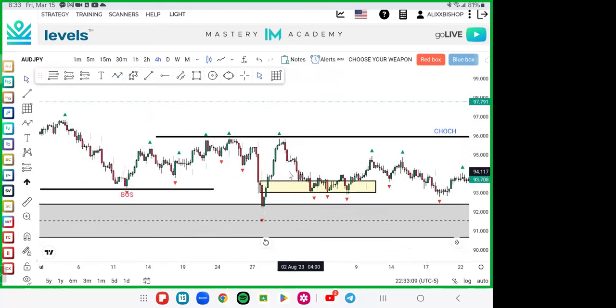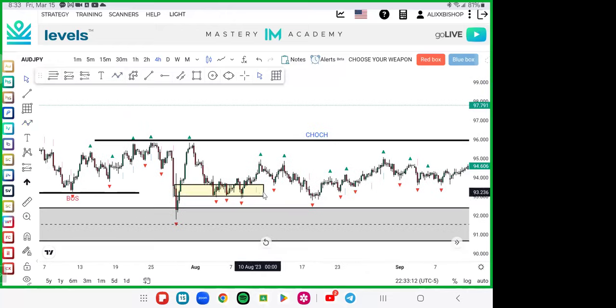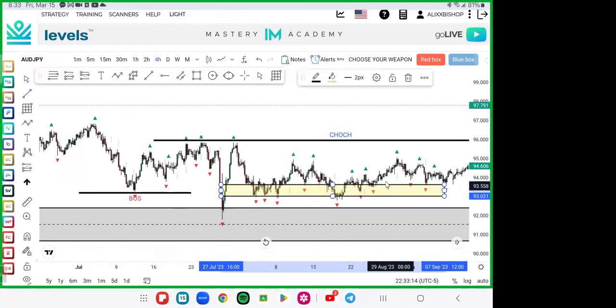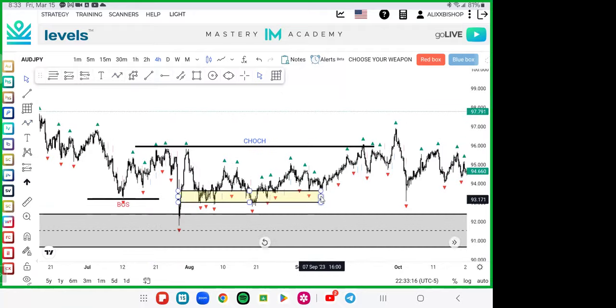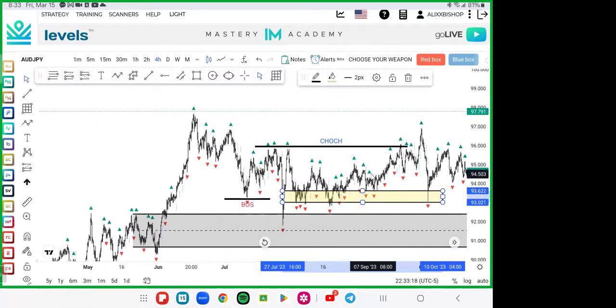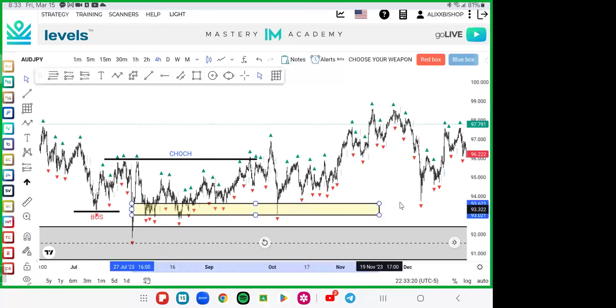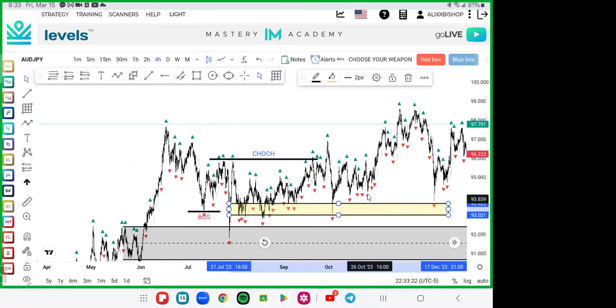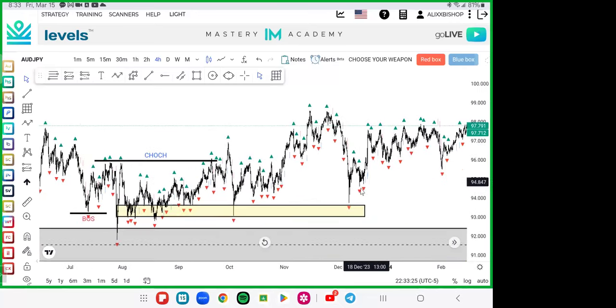So this consolidation that was happening right here, the value box is holding it down. The value box is holding it down, baby. And we're sending it back up, right?